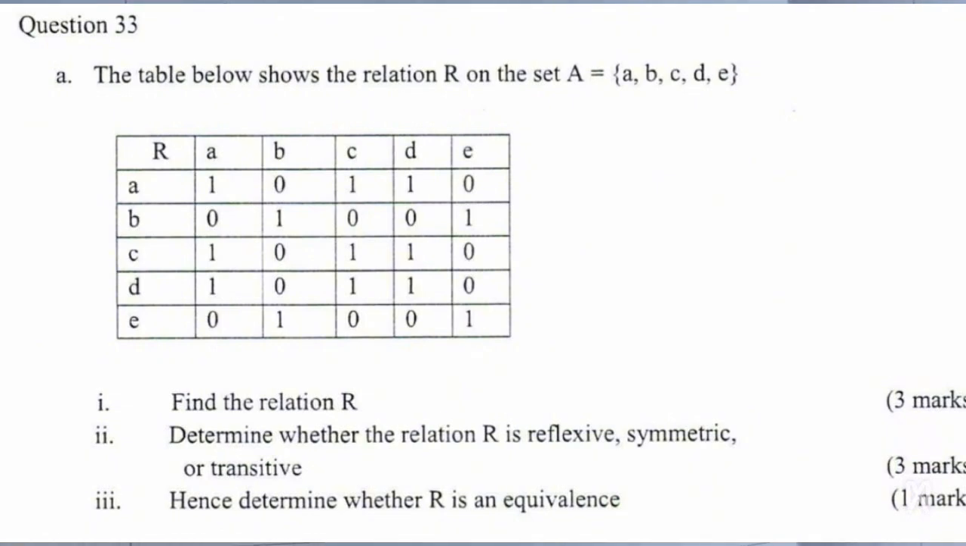So to solve this, let's look at our table. Wherever there is a 1, it means there is a relation between those two pairs. It's in row by column. Wherever there is a 0, there is no relation.